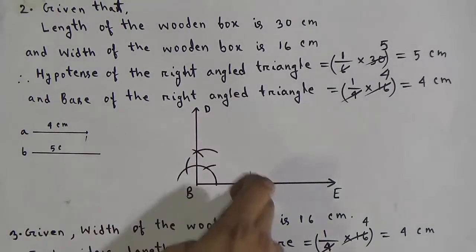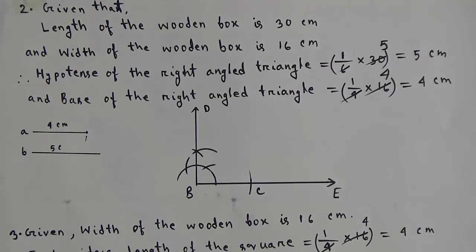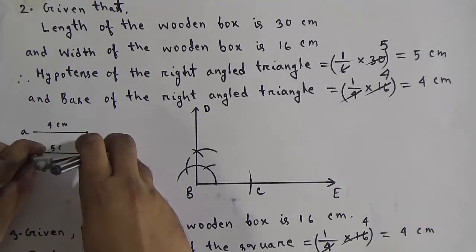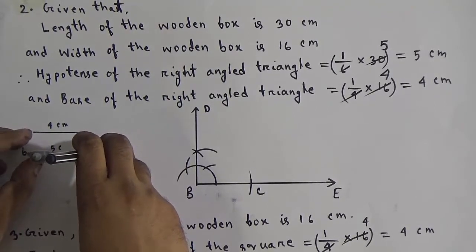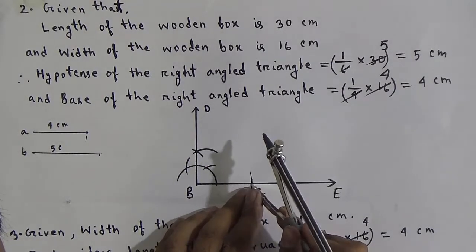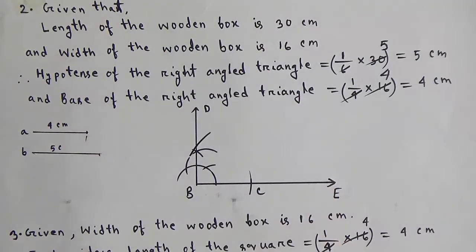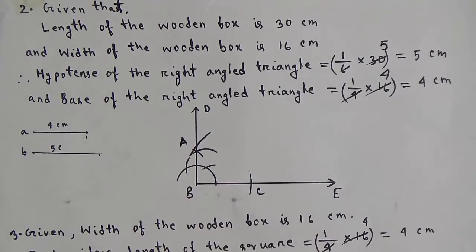Now here we have to draw the hypotenuse. Here the length of the hypotenuse is b equal to 5 centimeters. So at first, we will take a radius which length will be 5 centimeters. Okay, we have taken the radius which length is 5 centimeter. Now, considering C as center, we'll draw an arc on the perpendicular. And the point of this is A. We'll consider this point as A. Now, if we join A and C, then we'll get our desired right angle triangle.